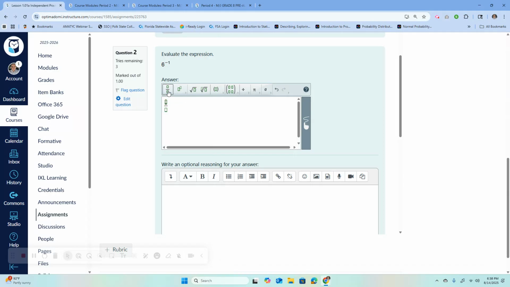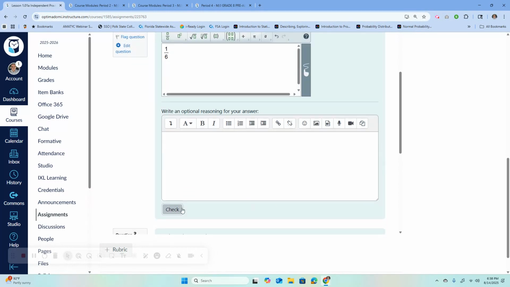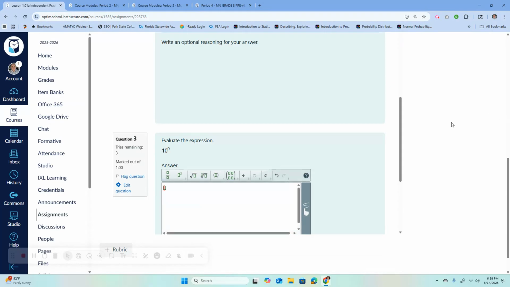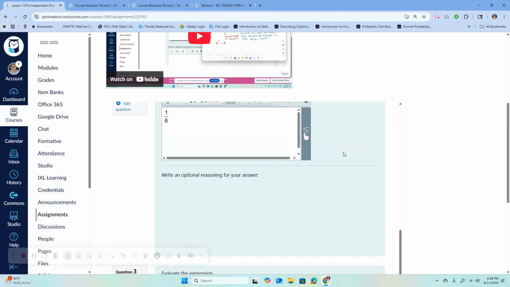So you're going to click on the fraction template and type 1 over 6. And then you check your answer. And that's all what you have to do. That's how you work it out.